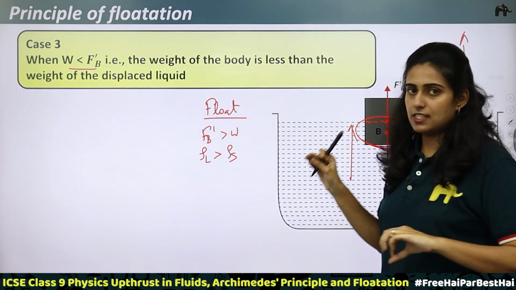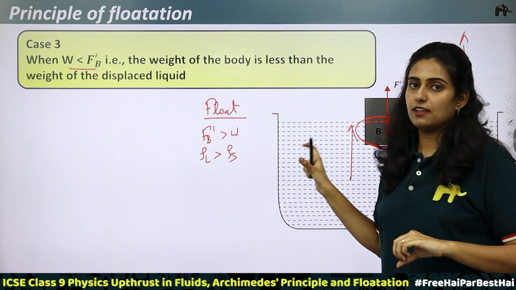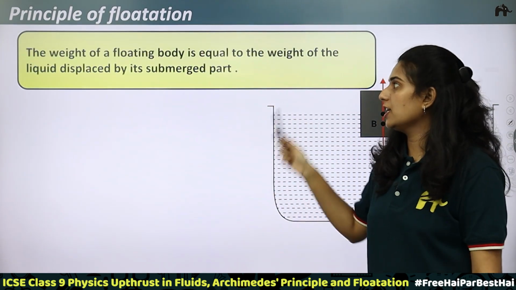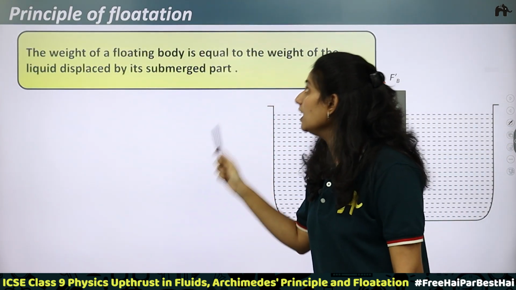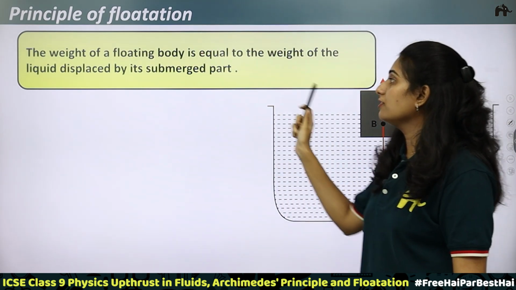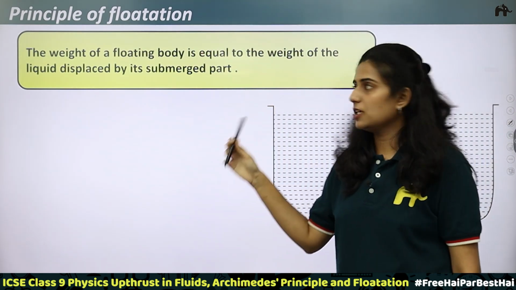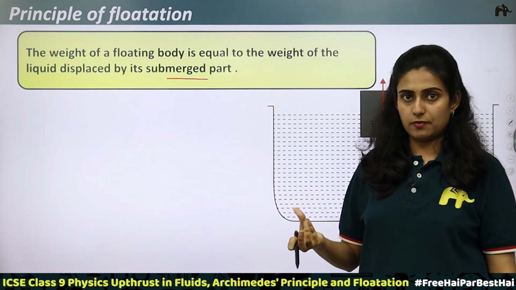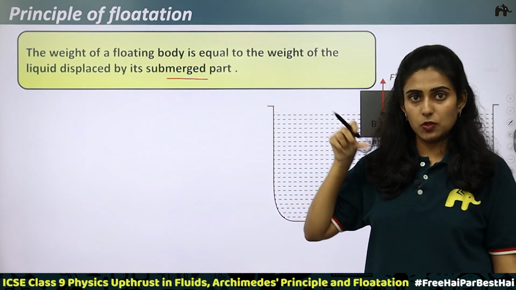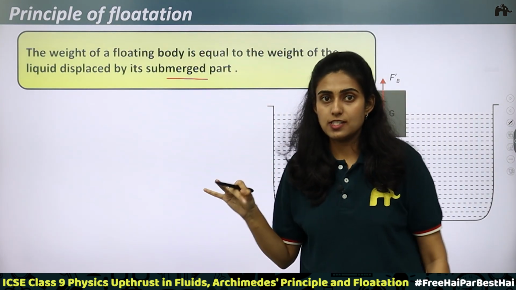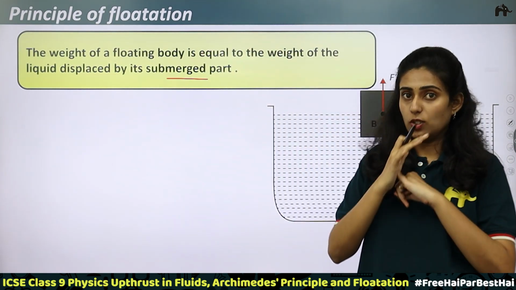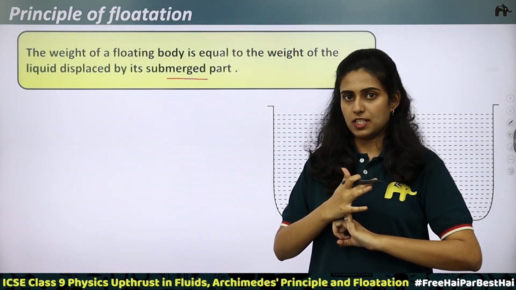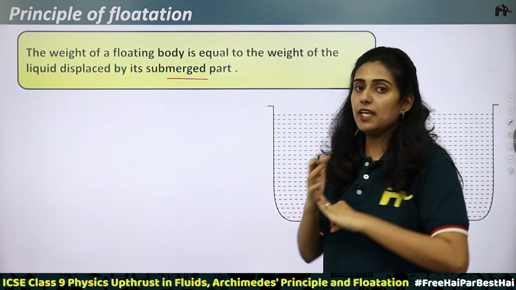From these three cases discussed, we can get the principle of flotation. So this is the principle of flotation. The weight of a floating body is equal to the weight of the liquid displaced by its submerged part. Two cases when it floats: when the weight of the body is equal to the upthrust, and the second is when the weight of the body is less than the upthrust. In both these cases, the object will be floating.